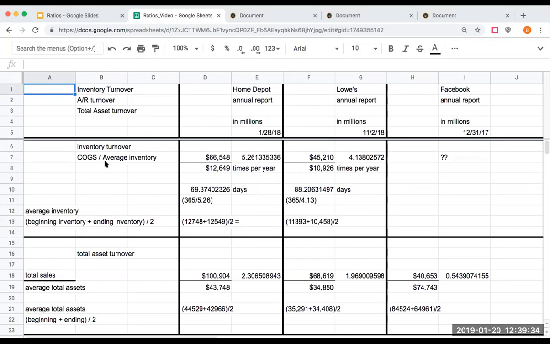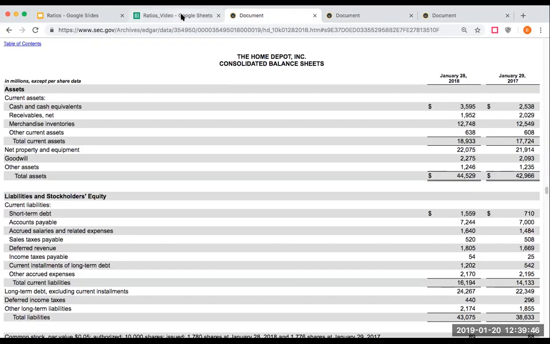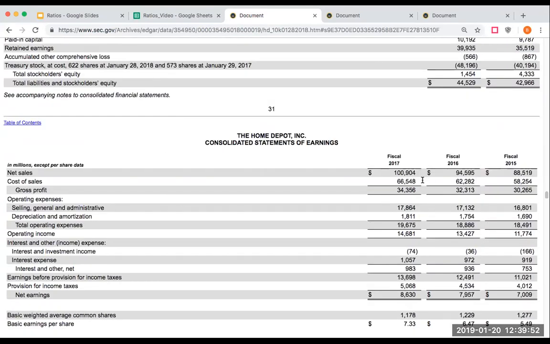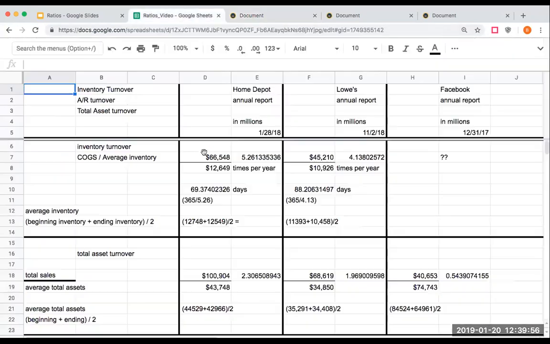So I'm really doing this from more of a historical perspective because I don't want to sit down and do trailing 12 months. I could, but I don't want to. So right here, what I'm going to be going through and doing is to say, okay, what is my cost of goods sold? My cost of goods sold for the Home Depot was $66.5 billion. So we got $66.5 billion.